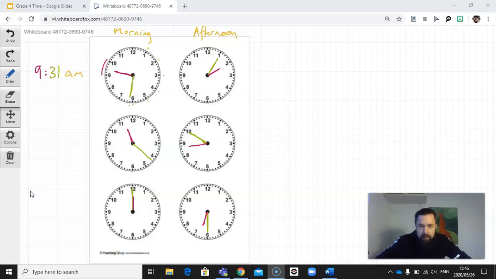Having a look at the second one, the first of the afternoon, so on the right-hand side, I can see that it's just after 2. It's somewhere in that hour, so it starts with a 2.